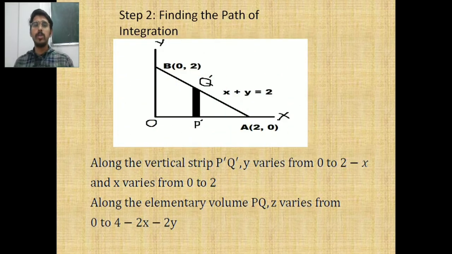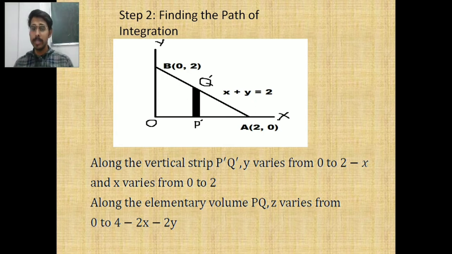Now the next step is to find out the path of integration. In the line integral and the surface integral, I have mentioned that you need to mention the path of integration, otherwise you won't be able to integrate the question that is given to you. Path of integration means the limits of the different dimensions: the limit of x, the limit of y, the limit of z. Since this is a volume integral, we need to find the limit of x, the limit of y, and the limit of z.